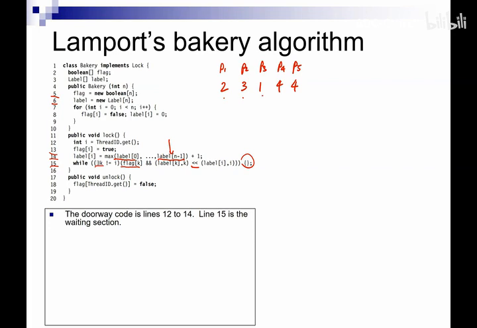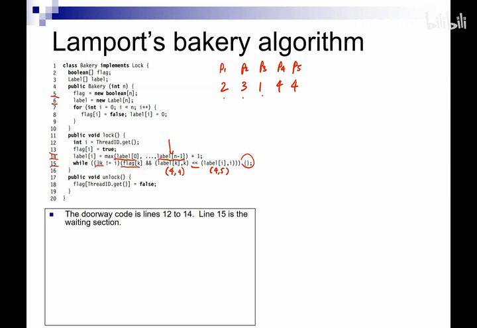The way we deal with this is we're not just going to compare the labels, the numbers. We're going to compare a pair consisting of both the label and the process ID. So for example, for process 4, the pair is going to be (4, 4): his label is 4 and his process ID is 4. Whereas for process 5, his pair is going to be (4, 5), because his label is 4 but his process ID is 5.